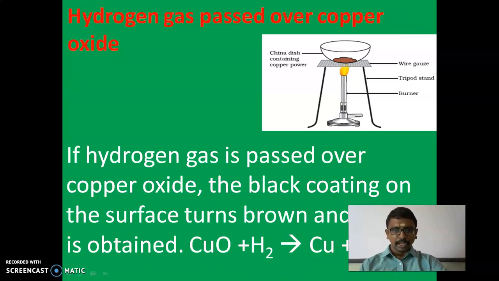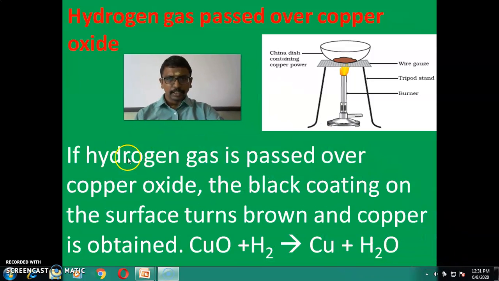So if hydrogen gas is passed over copper oxide, the black coating on the surface turns brown and copper is obtained. So the copper oxide color is black. When we pass the hydrogen gas over the copper oxide, the black color coating turns to brown. So brown color forms, so that the copper oxide can be converted to copper.